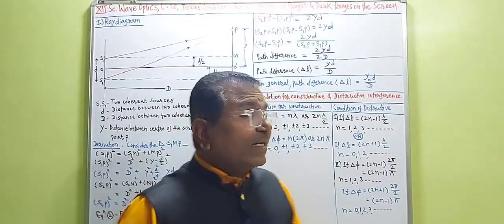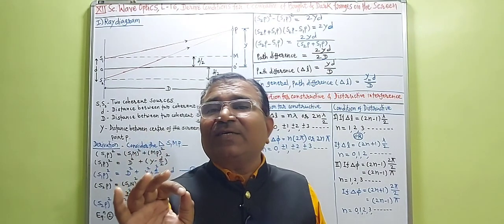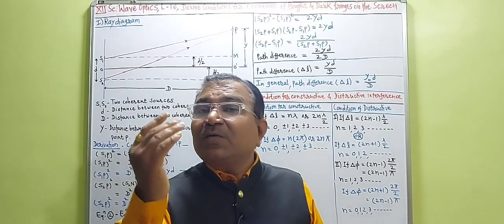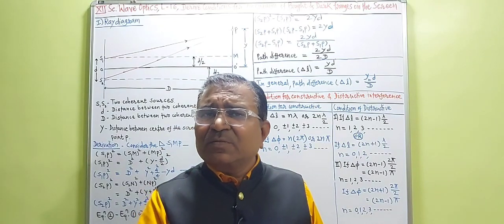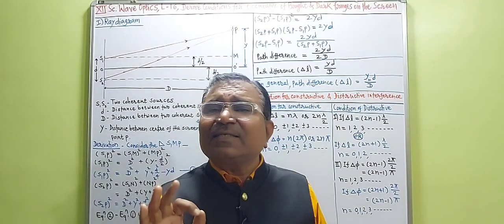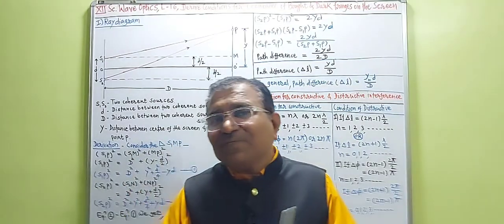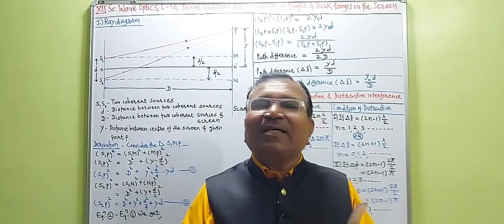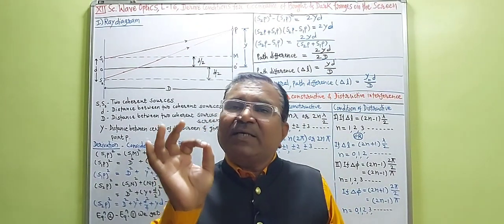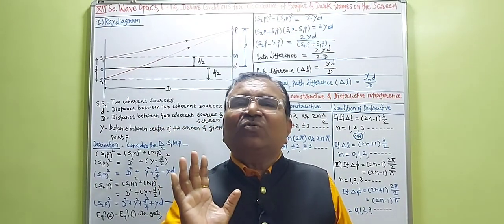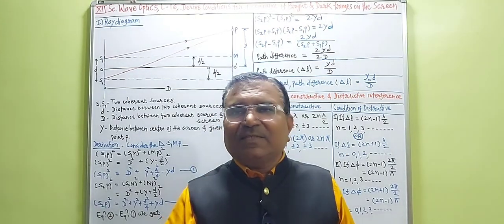Then now, second, the condition for constructive interference in terms of phase difference. Remember well, dear students, while discussing phase difference, which is denoted by delta phi, I will give you a simple trick to explain phase difference.